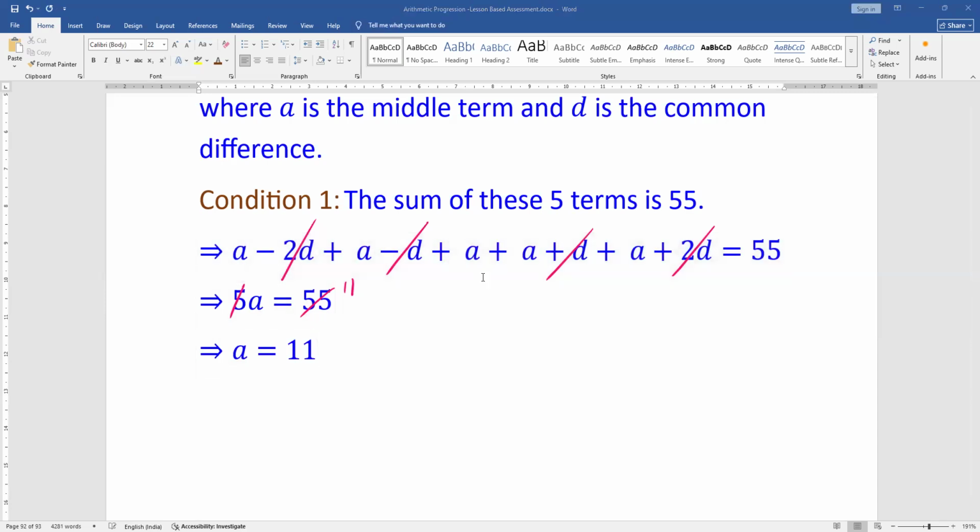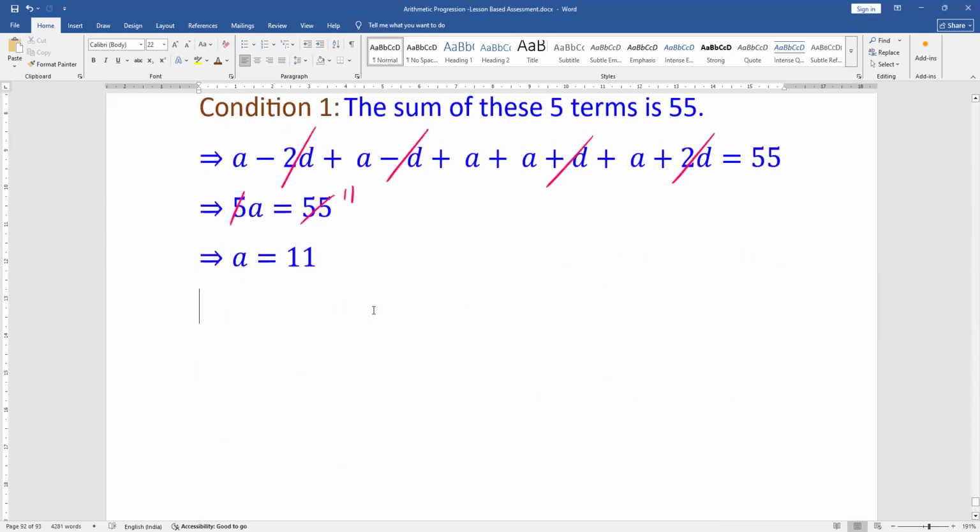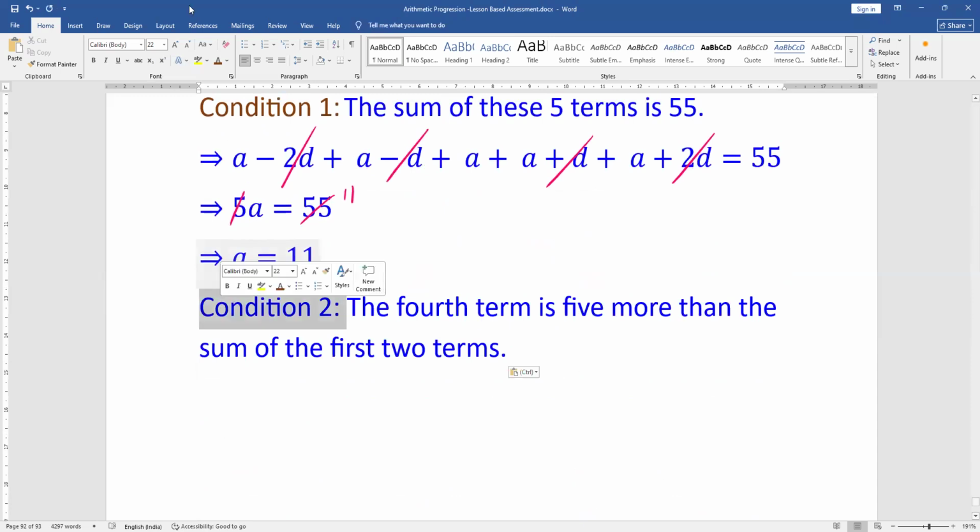Now, one more condition they have mentioned. What is the next condition? The fourth term is 5 more than the sum of the first two terms, correct? That is condition 2. So I write down the second condition.